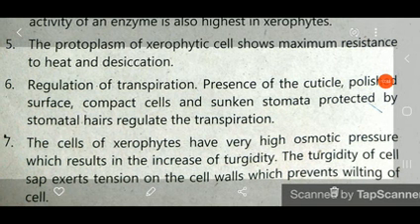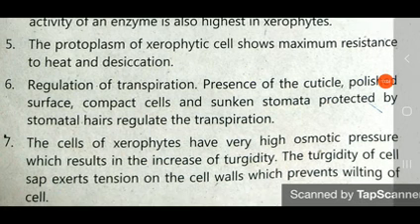Now, the cells of xerophytes have very high osmotic pressure, which results in an increase of turgidity. When the osmotic pressure is high, turgidity increases, and the turgidity of the cell sap exerts tension on the cell wall, which prevents the wilting of the cells.